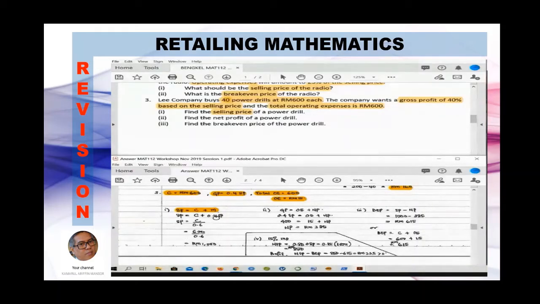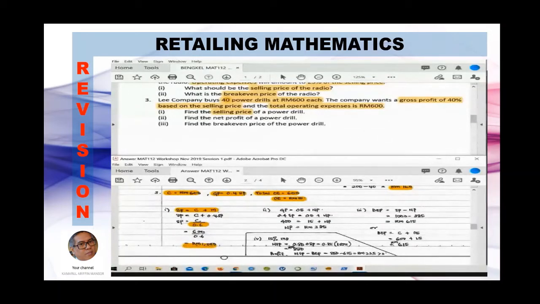So kita gantikan dengan 0.4 SP dekat sini. Okay, simplify for SP sebab sebelah kanan ada SP, sebelah kiri pun ada SP. So you boleh pindahkan yang sebelah kanan ni ke sebelah kiri, dia akan jadi minus. So that means 1 tolak dengan 0.4, you akan dapat 0.6. Pindahkan semula ke sebelah kanan, kali jadi bahagi. So you akan dapat 0.6 dekat bawah ni. Okay. So you have C divided by 0.6 and you are given that C for each power drill the cost is 600. So divided by 0.6 you get the selling price to be 1000.